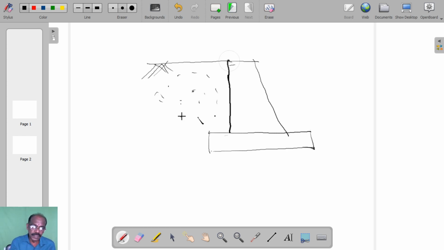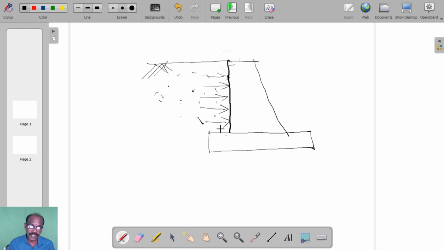Because of the earth retained on one side of the wall, some pressure will be exerted on the face of the wall, and the pressure will tend to move or overturn the wall. Thereby the wall will fall down and ultimately fail. So how it will stand clearly, that is important.